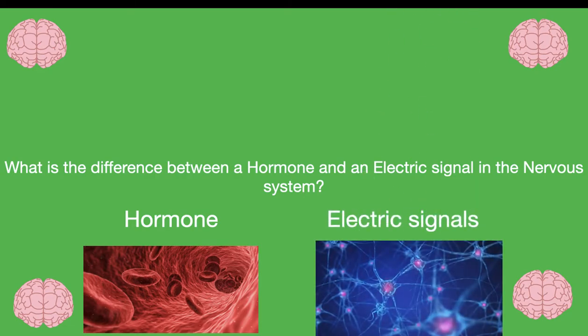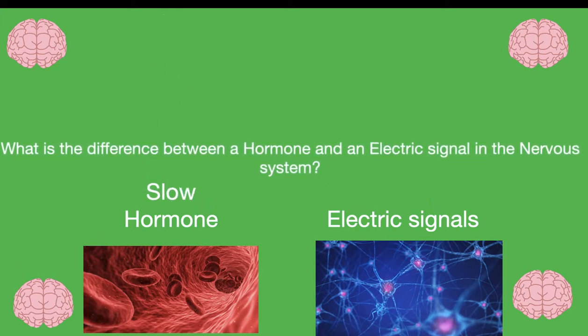And electric signals are electricity, so they travel really fast. And hormones travel in comparison quite slower than electric signals. And these electric signals travel the speed of light. So those are the differences between a hormone and an electric signal.